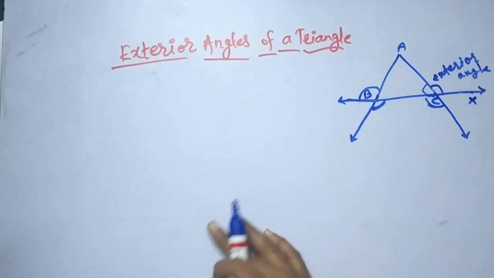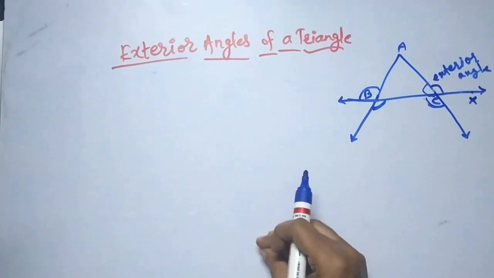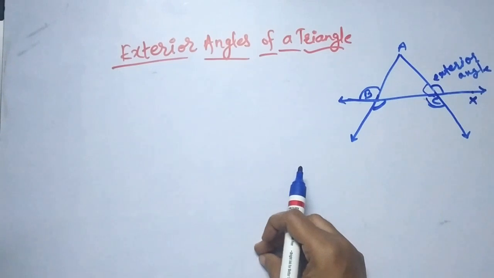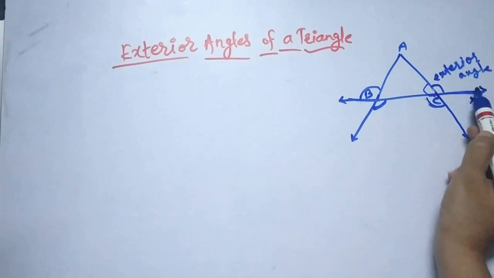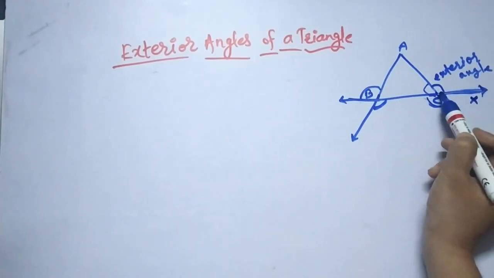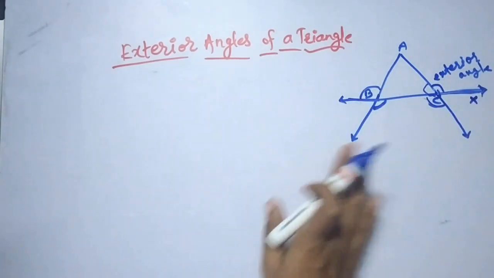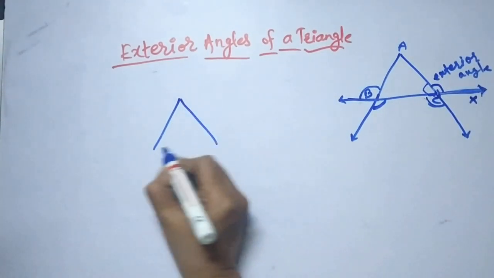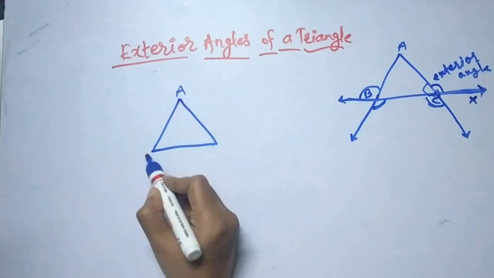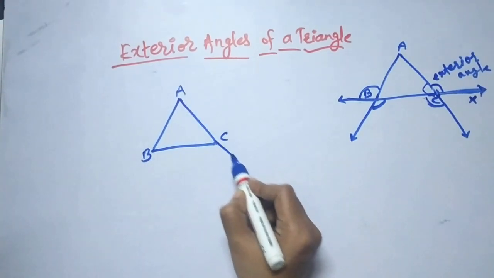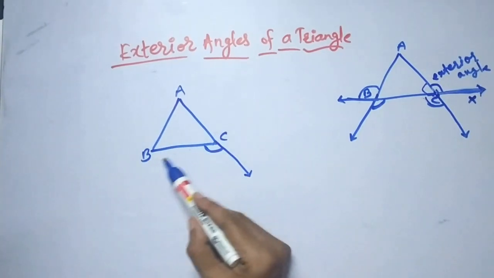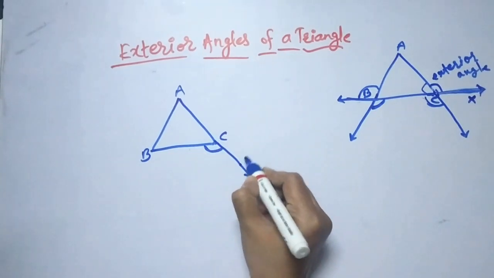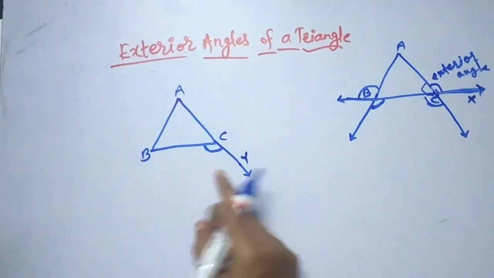So friends, exterior angles are such angles which are produced by extending any one side of the triangle. It contains two arms, so one arm is the extension and the other is the side of the triangle itself. Again, suppose we are having this triangle ABC, and you are producing this here. In this triangle ABC, this BC, and suppose this is Y. So this BCY is also an exterior angle.